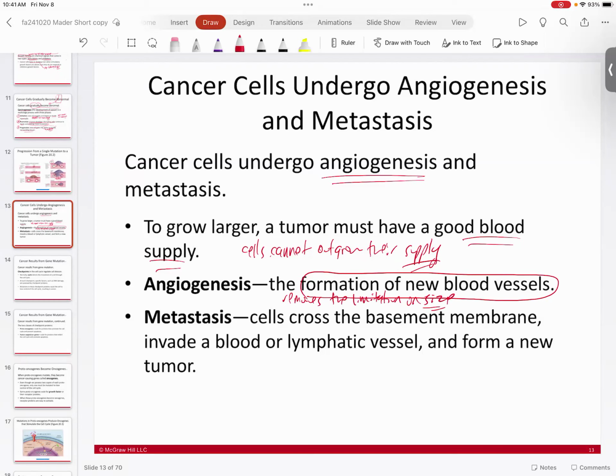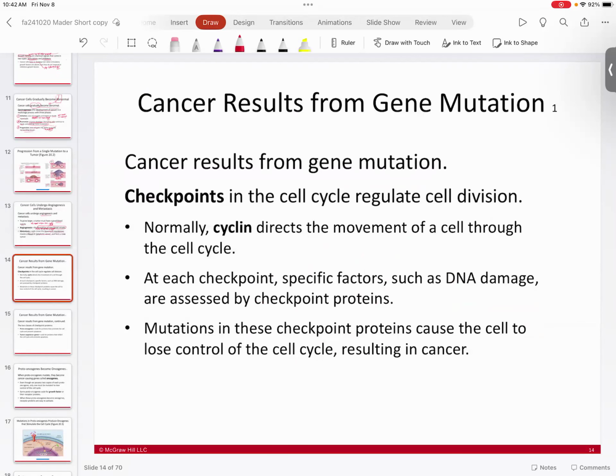And then after that, as you start to move into surrounding tissue, you have to cross the bottom portion. We talked about this in the tissues chapter, where you have an epithelial layer on top of a basement membrane. That basement membrane is keeping these tumorous cells from crossing into the connective tissue. But if you pick up a mutation that allows you to break through that basement membrane, then you can invade the blood and the lymphatic vessel. And then you can spread throughout the rest of the body and basically create a new tumor.